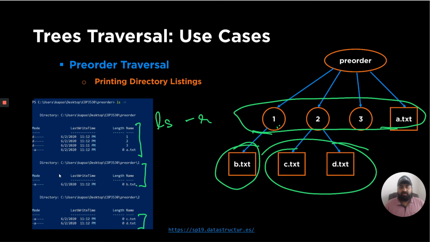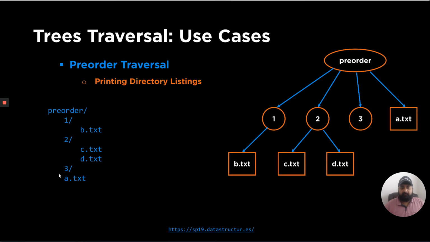So let's say you are creating a program that represents a file system and you want to print the directory listings such that you print the root node first, which is called pre-order. All these nodes have values in the form of strings. So you can print this in this form, where you print the root element and then there is some sort of a space or a tab across levels. Next, you're going to print its children.